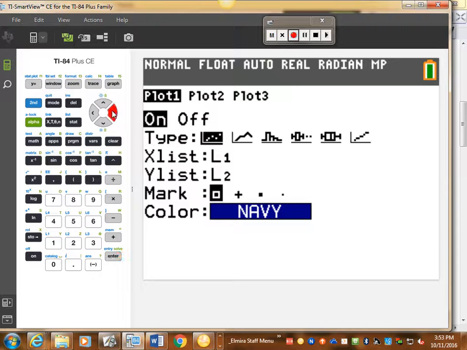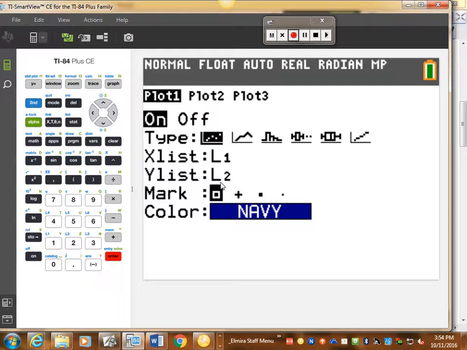And it probably is off. So it's blinking off. Arrow over and make it blink on. And to be honest, don't fool around right now with anything else. Yes, you can make all kinds of different graphs, but we want a scatter plot specifically, so we want the first one. You're not going to change the list. What X list and Y list tells you is, hey, the values that I entered into L1, I want those to represent X.